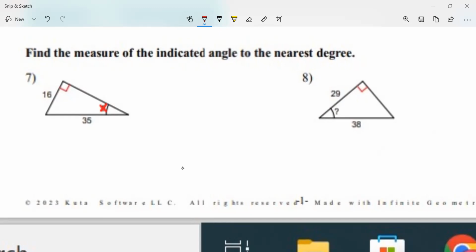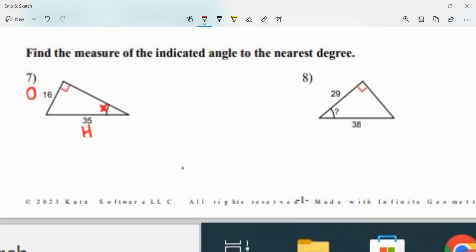Let me label the two sides that I have. First thing I ask myself is, do I have the hypotenuse? That's the biggest side. And yes, 35 is the hypotenuse. Then I ask myself, the other side, in this case 16, is that the opposite or the adjacent? And we're looking at x as our theta. So then I'm asking, is 16 the opposite, the far away one, or is it the adjacent, the one that is close to? In this case, it's the opposite.